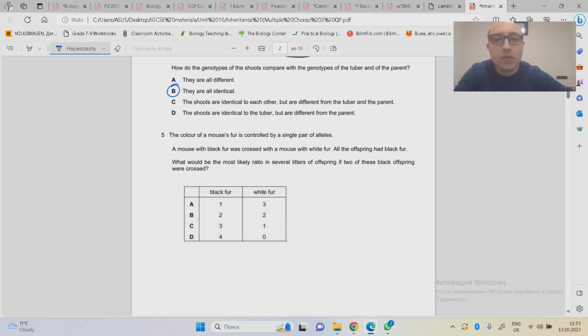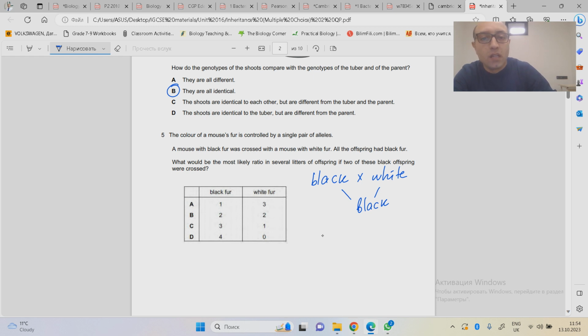The color of a mouse's fur is controlled by a single pair of alleles. Black fur is crossed with white fur. So black and white. Look, guys, I'm writing here. So black crossed with white, and all of them are black. So from here, we can understand that black color is a dominant feature.